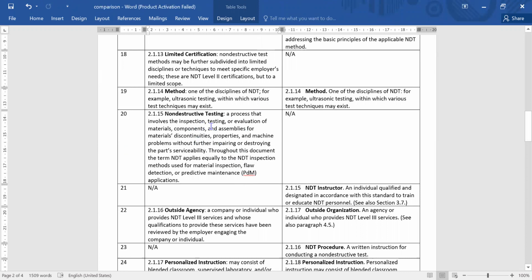Non-destructive testing: a process that involves the inspection, testing and evaluation of material, components and assemblies for material discontinuities, properties and machine problems without further impairing or destroying the part's serviceability. Throughout the document, the term NDT applies equally to the NDT inspection methods used for material inspection, flaw detection, or predictive maintenance (PdM) applications. NDT instructor: an individual qualified and designated in accordance with the standard to train or educate NDT personnel. Outside agency: a company or individual who provides NDT Level 3 services and whose qualification to provide this service has been reviewed by the employer engaging the company or individual. Outside organization: an agency or individual who provides NDT Level 3 service.